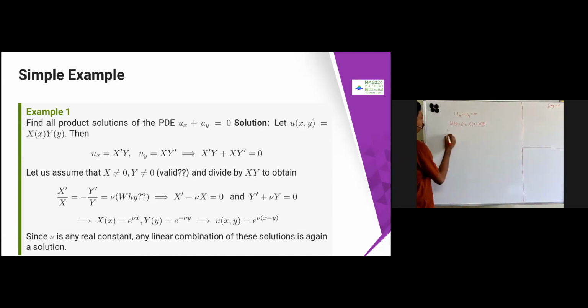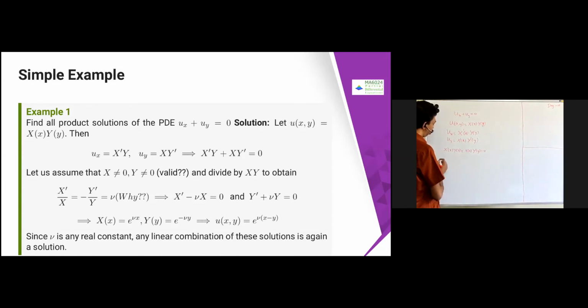Then what is ux? ux is going to be X dash, this dash is with respect to x, into Y of y, and uy is going to be X of x into Y dash of y, this is with respect to y. I'm just abusing this notation: dash here is with respect to x, here it is with respect to y. Some books denote these differently, with dot and dash. Now I can substitute it over here: X dash of x into Y of y plus X of x into Y dash of y equal to 0.